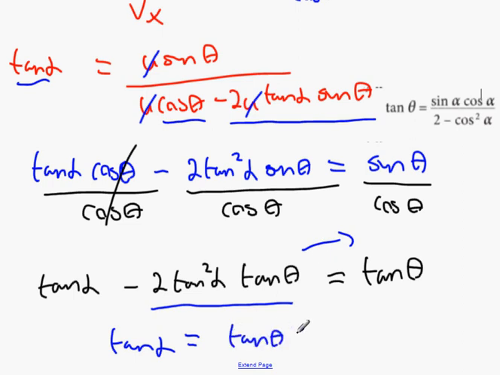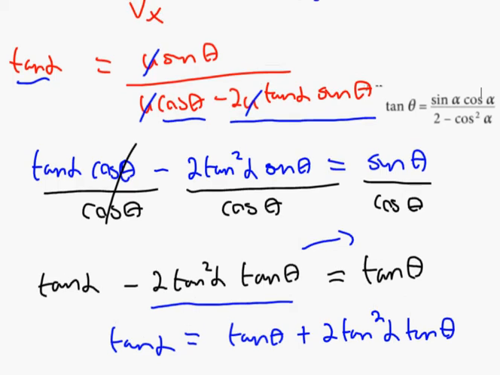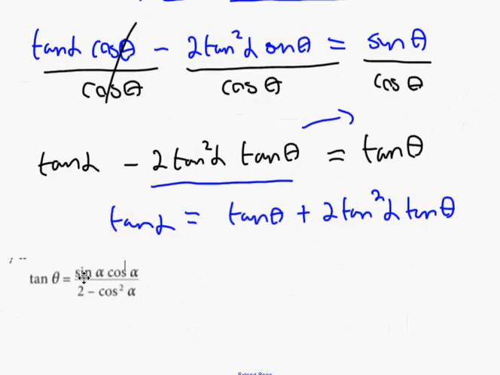Now, tan theta plus 2 tan squared alpha tan theta. Can anybody tell me my next step now? How many tan thetas are in my end equation, which is this thing here? How many tan thetas do I have? 1. So I need to factorize it. By factorizing, you turn 2 into 1.